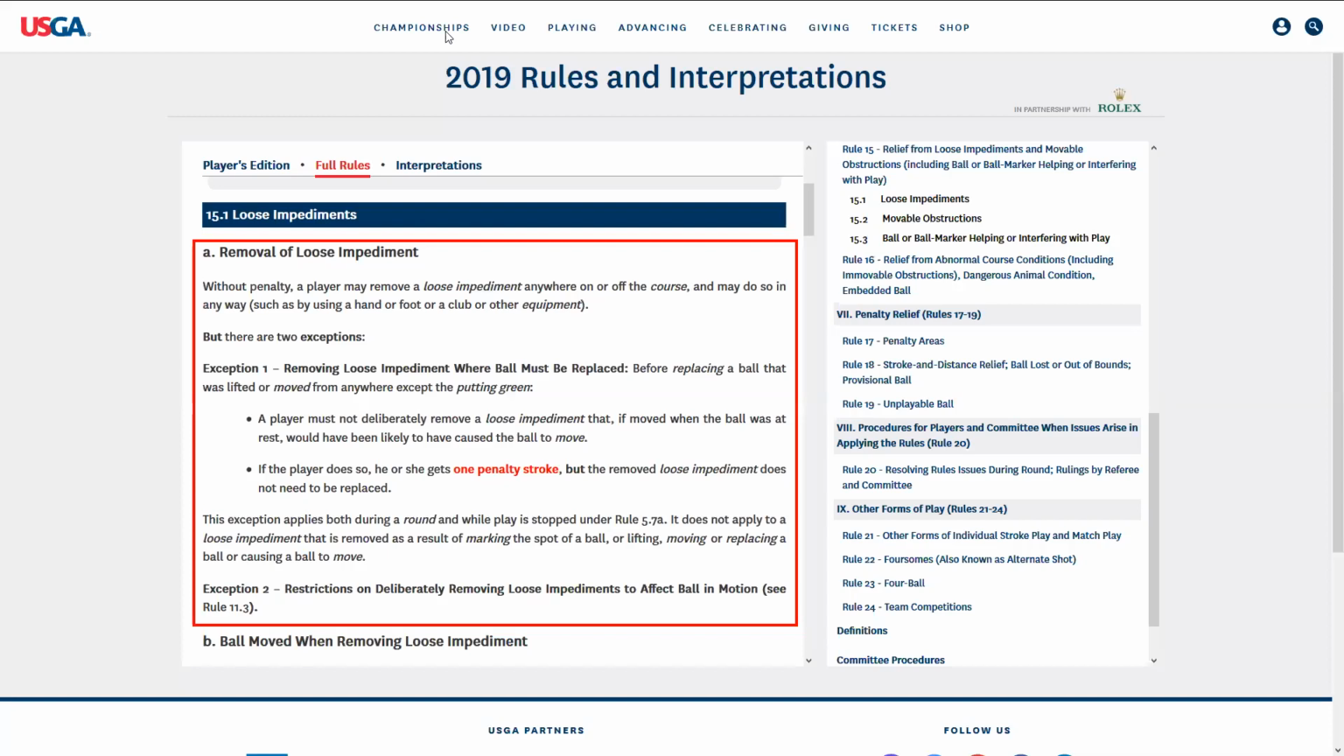This exception applies both during a round and while play is stopped. It does not apply to a loose impediment that is removed as a result of marking the spot of the ball or lifting or moving or replacing the ball.